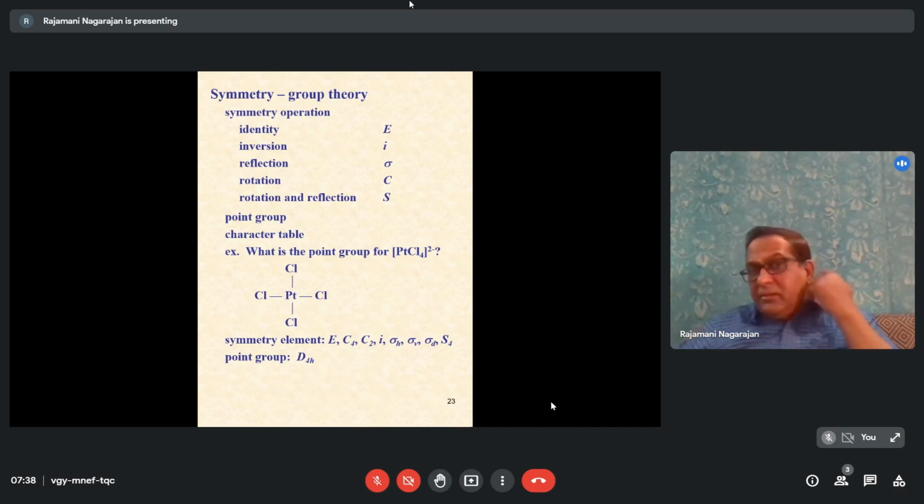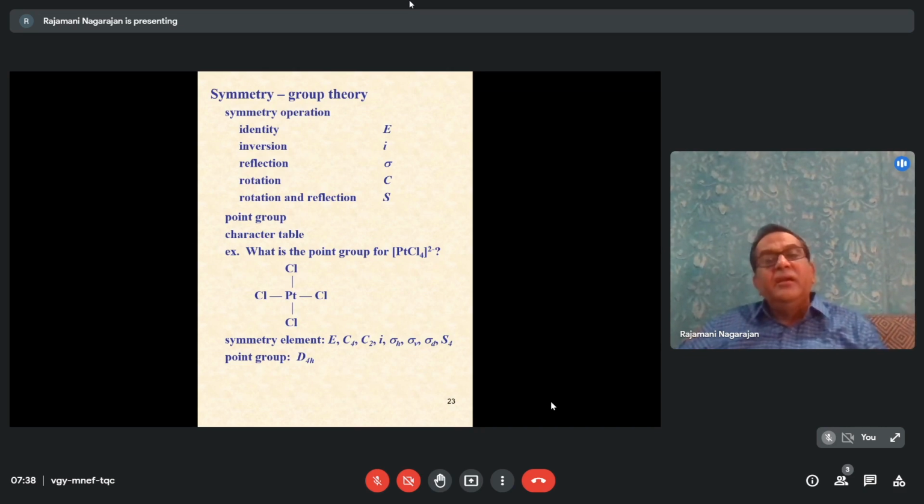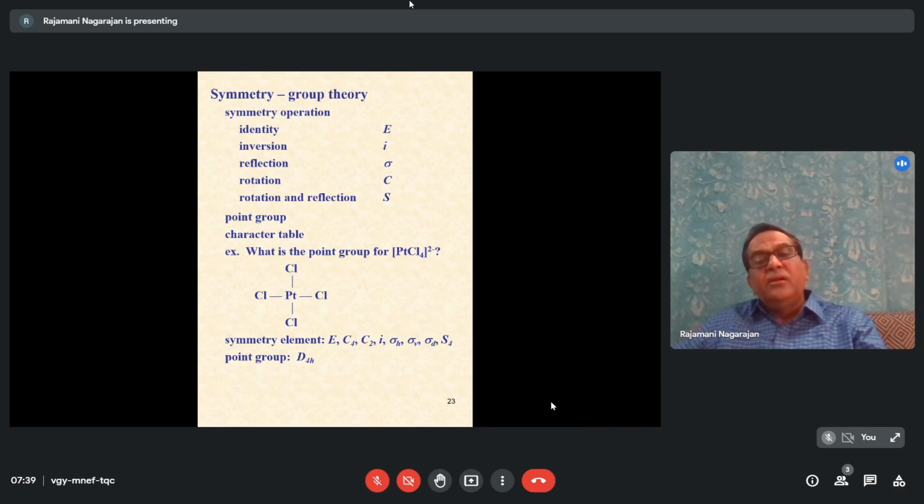Now let us go back to the symmetry aspect and analyze it again. What is the point group for PtCl4 2 minus? Everybody knows, or if you ask the students, they will tell you that it is a planar molecule, and therefore it has D4h symmetry. Its symmetry elements are C4, C2, i, sigma h, sigma v, sigma d, S4. Why I chose this molecule is that it has all the symmetry elements: E, the principal axis C4, the secondary axis C2, the point of inversion i, sigma h, sigma v, sigma d, and S4. So almost all symmetry elements are present in this molecule.